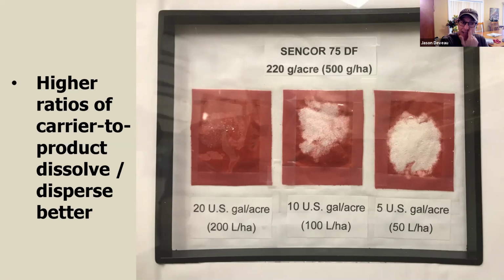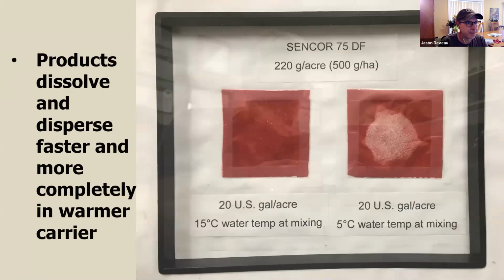Once we get to 10 gallons an acre, we just didn't have enough water to dissolve it. So this would have been sitting at the bottom of the tank, or it would have gotten caught in filters. And at 5 gallons an acre, wow. I mean, that was trouble. You don't want to see that at all. So the more carrier, the better.